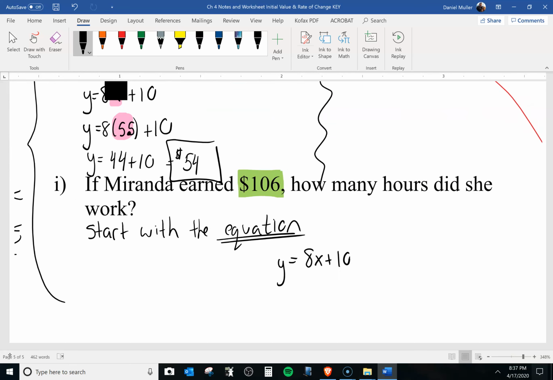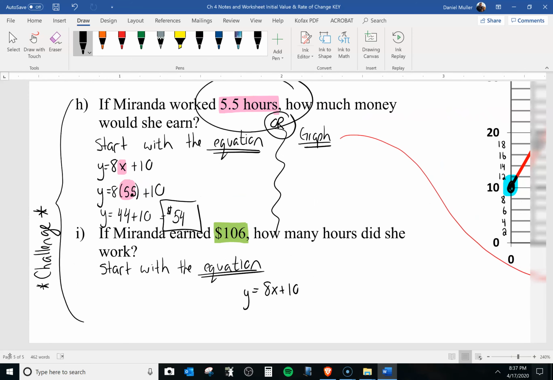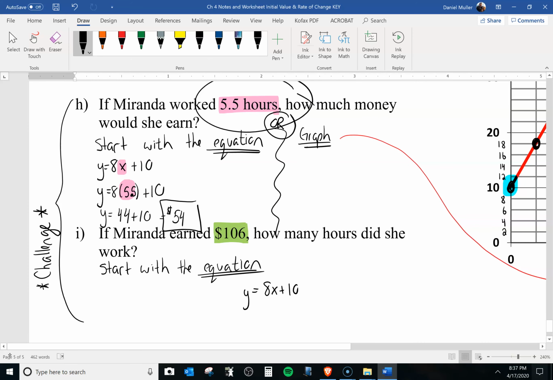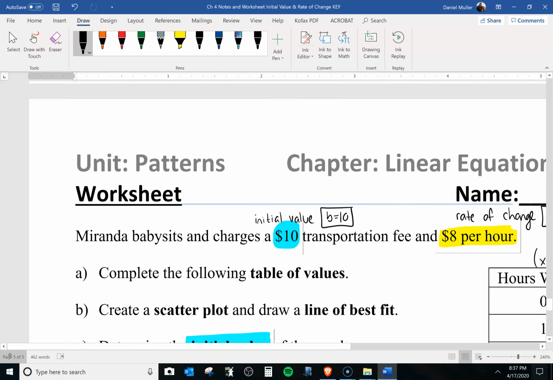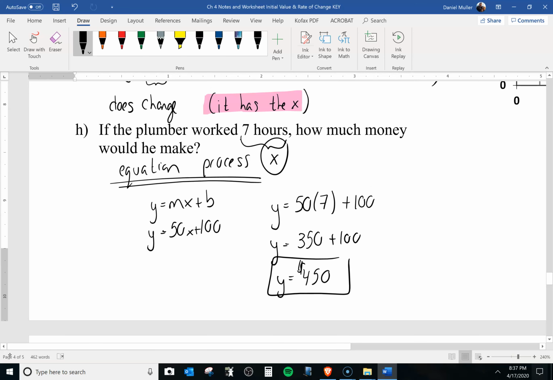But just taking a look at these two questions here for Miranda, there's the question there. I gave you the x. I said, x is 5.5. That's how many hours she worked. What is the y? And then here I give you the y, and I say, well, how many hours has she worked? So they're asking the complete opposite. One's asking for the x, one's asking for the y. One gives you the x, the other one gives you the y. And so you're going to have to try these on your own and see what you get.